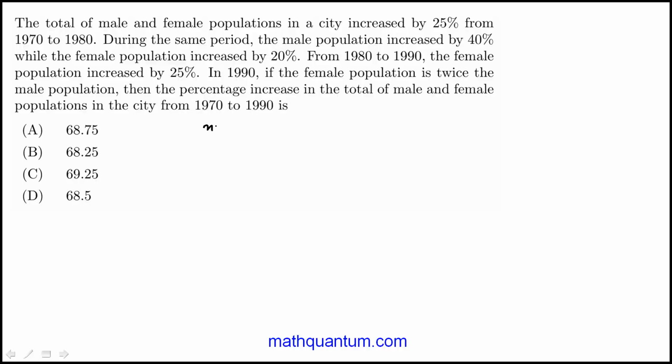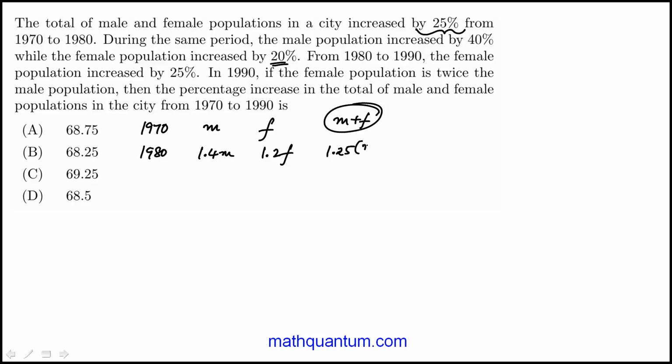So I'll use the letters M and F to represent the male and female populations in 1970. We were told that in 1980, the male population increased by 40%, so it's 1.4 M, that's the multiplier, and the female population is 1.2 F. We're also given the overall population increase, which goes from M plus F to 1.25 times that because of the 25% increase. We also know these two categories have to add up to the total.